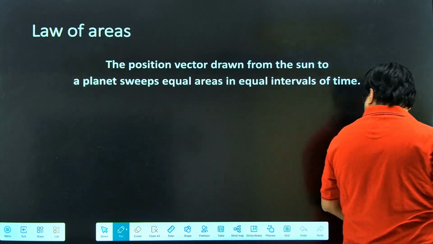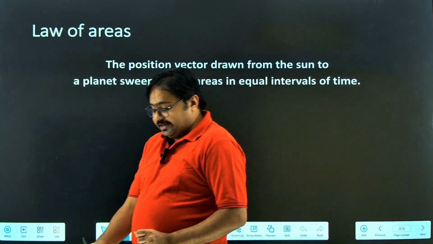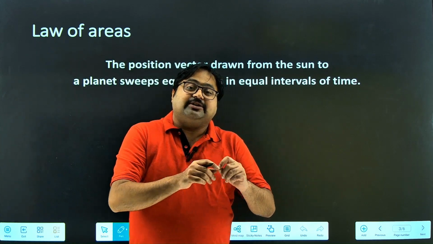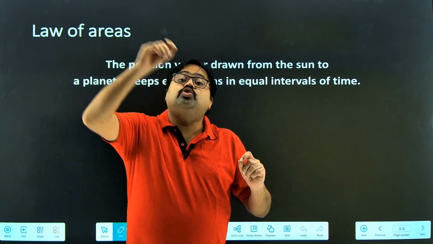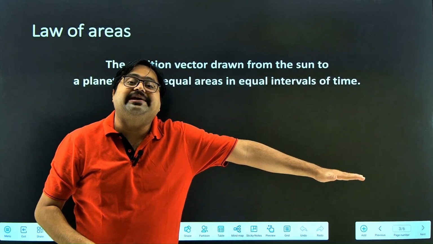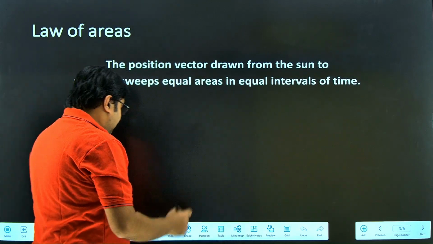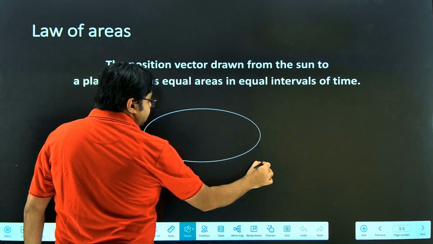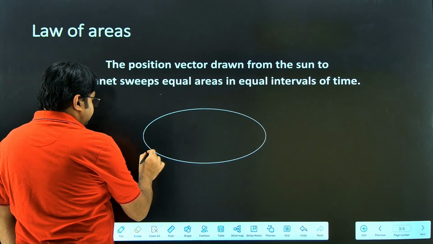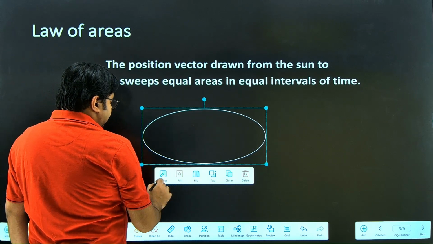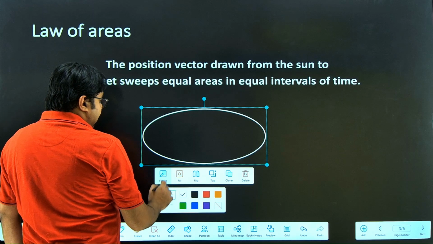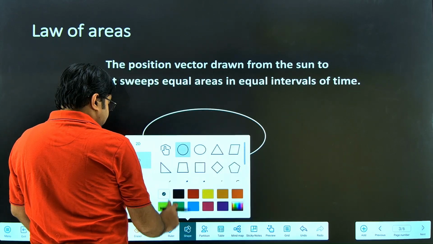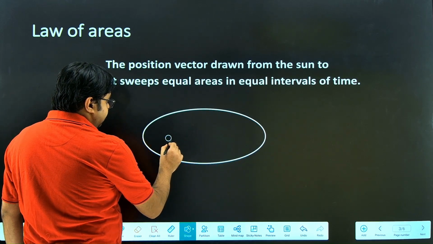Kepler stated the next law this way. It's called the law of areas. The law of areas says that a position vector drawn from the sun to a planet sweeps equal areas in equal intervals of time. Let's try and draw that ellipse and get an understanding of that. So here is an ellipse. Let me make that look a little bigger. And then I have the sun. Here is the sun.